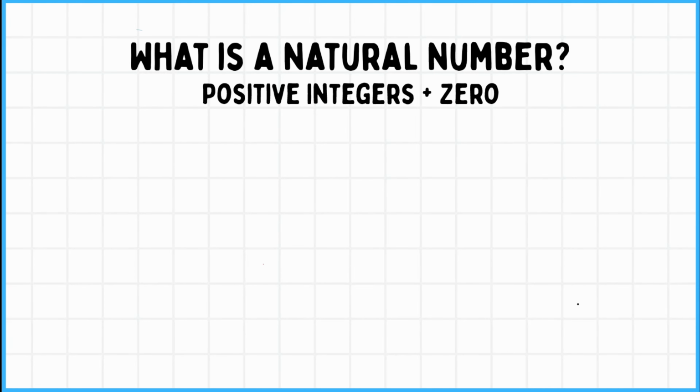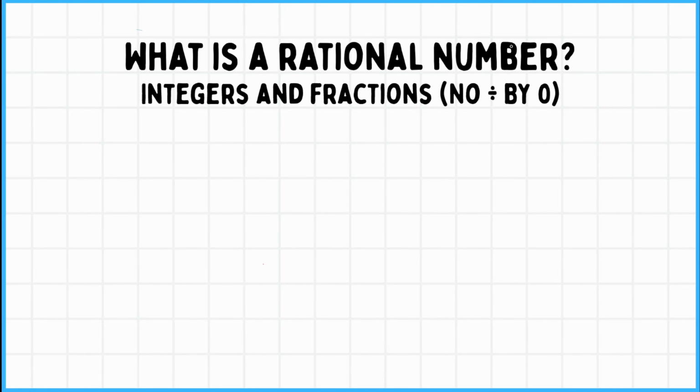Natural numbers are all of the positive integers plus 0. So instead of starting at 1, we start at 0. 0, 1, 2. Rational numbers are both integers and fractions. But what's really important is that numbers divided by 0 are not rational numbers. So for example, a quarter is a rational number, a half is a rational number, a third is a rational number, but so are numbers like 5, 2, and -1.